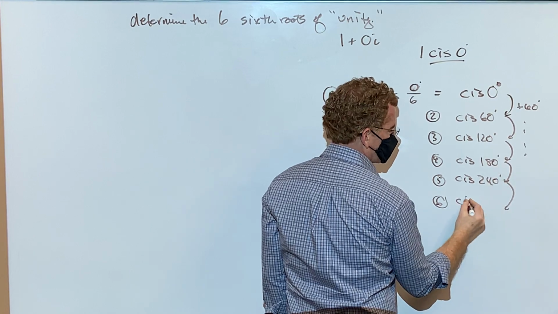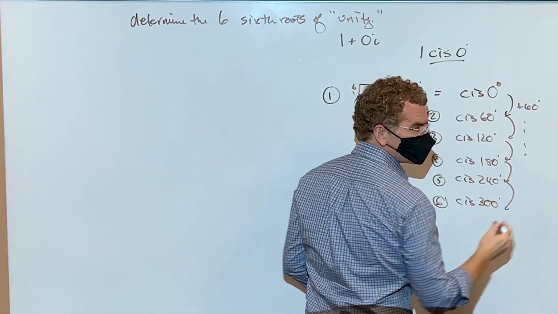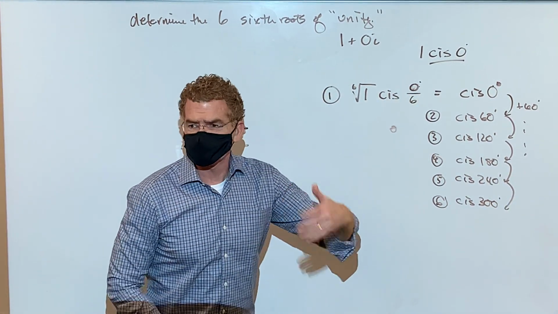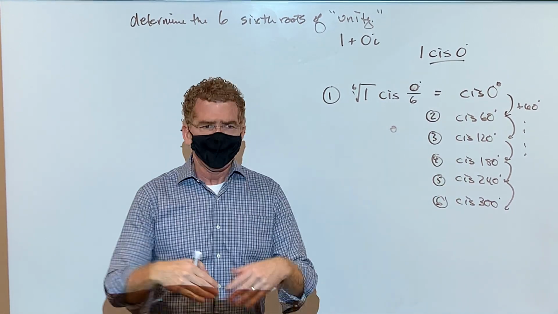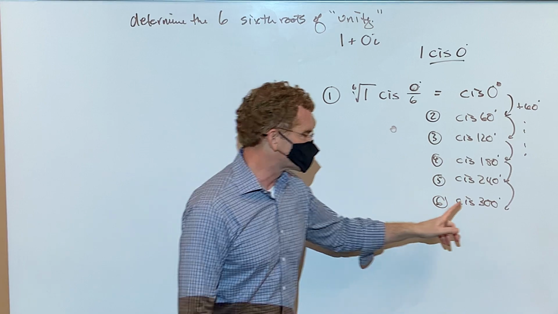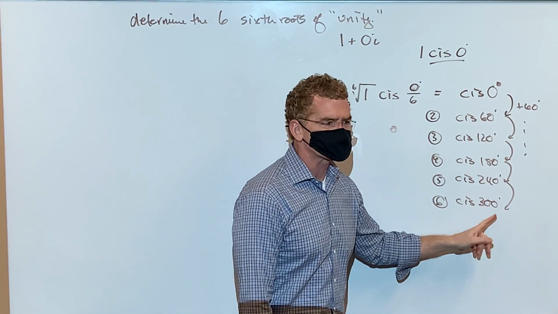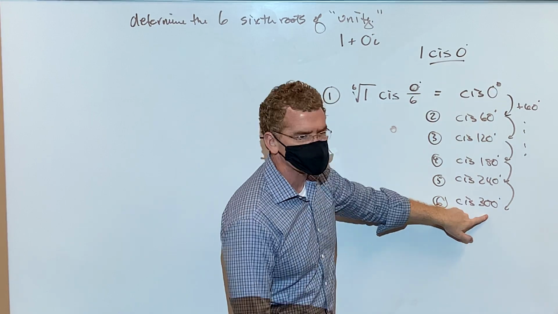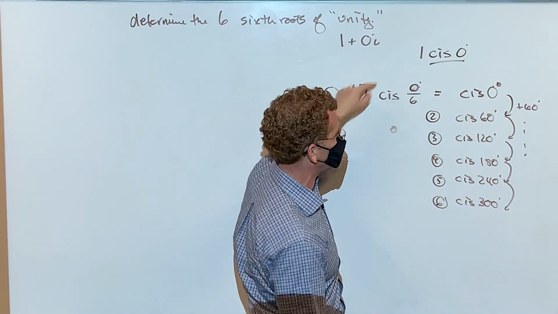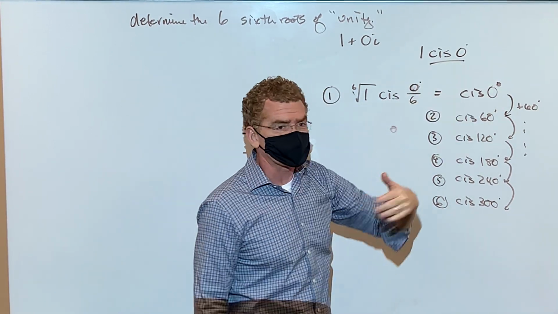And every year I get somebody who gets off on their adding. If you get off on your adding, just take the last one, add 60 again, and you should be right back where you start. Because if I add 60 to that, I get 360, and 360 is in the same spot as 0. So that's a nice check for you.